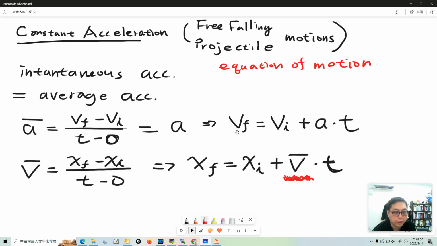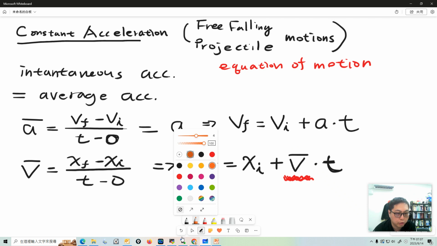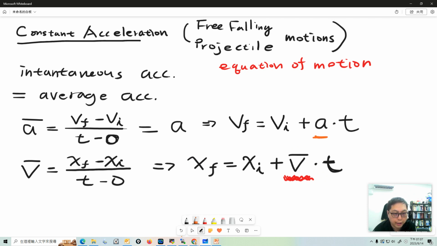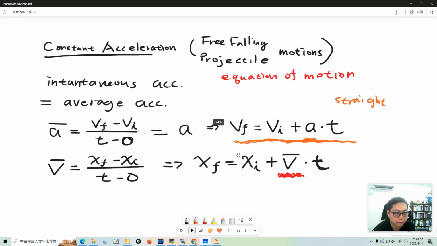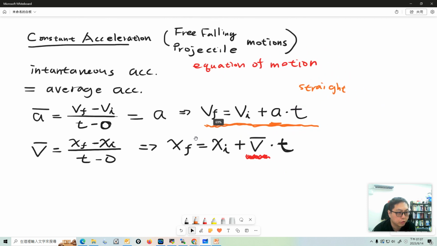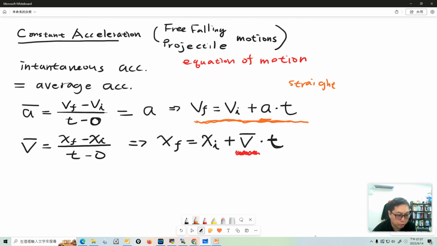Look at the final velocity is equal to initial velocity plus acceleration times t. Because the acceleration is a constant, actually you can see this is a straight line. If I draw this in a picture, what will it look like? Okay, let me draw down the picture. Wait for me for a moment.